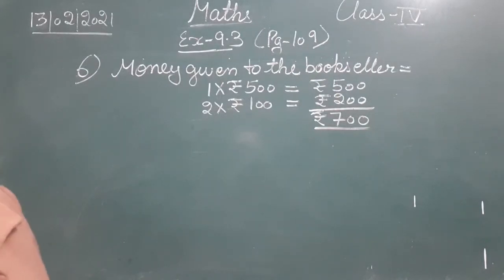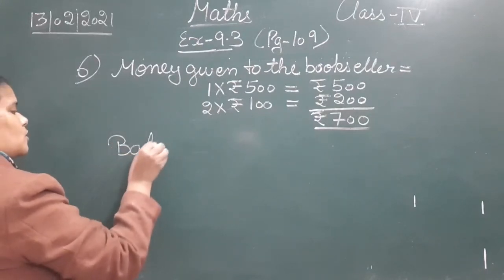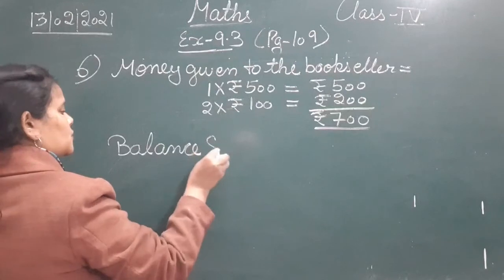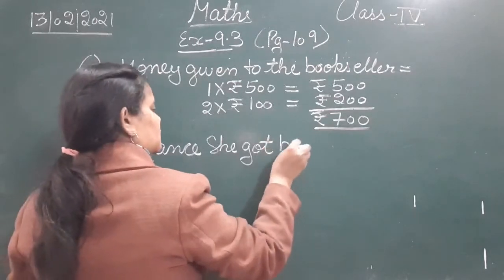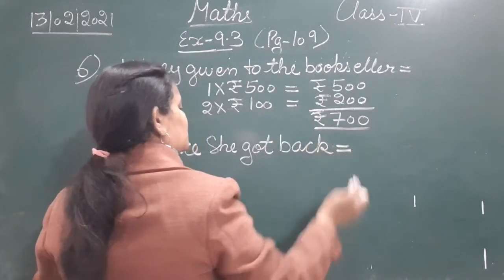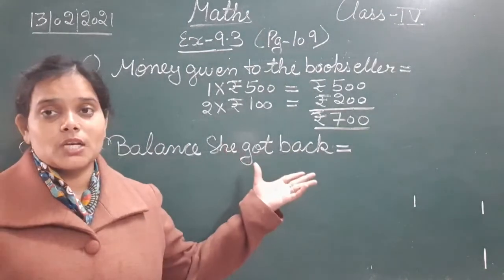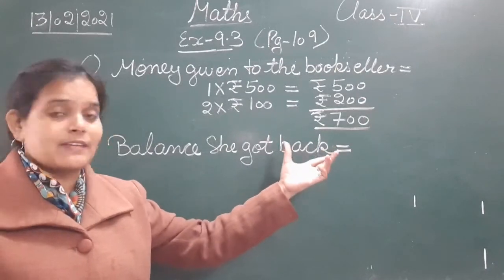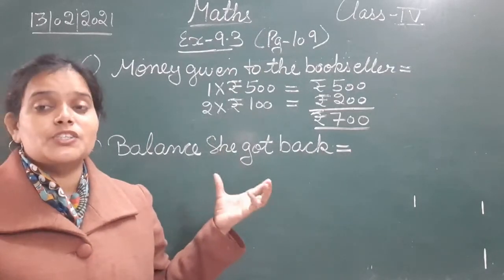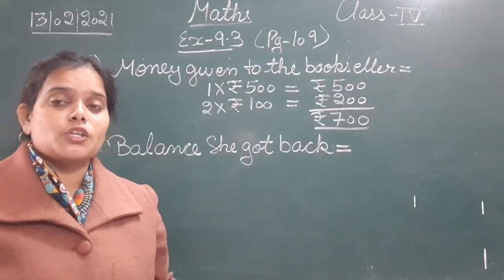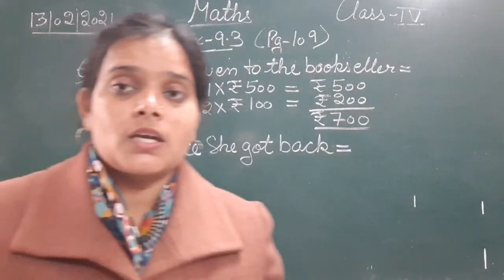Now we have to calculate the balance she got back. हमें क्या निकालना है? The balance she got back. So that means the total amount that she has given to the shopkeeper, that is 700 rupees, minus the amount that she needs to pay to the shopkeeper. Clear? तो जितना उसको shopkeeper को देने हैं उसको हम subtract करेंगे from the amount that she has given to the shopkeeper.